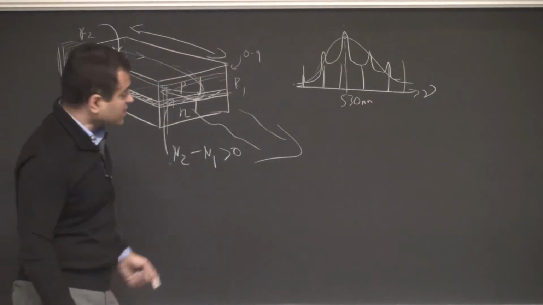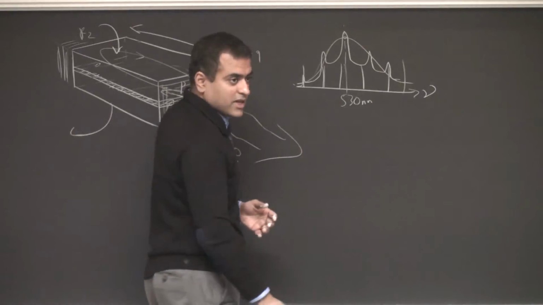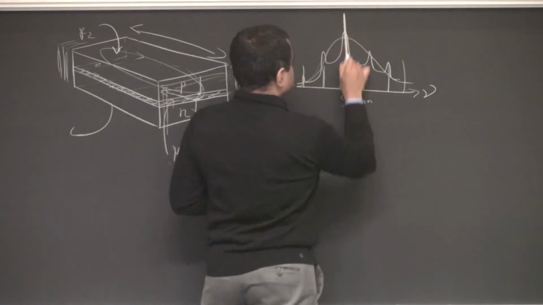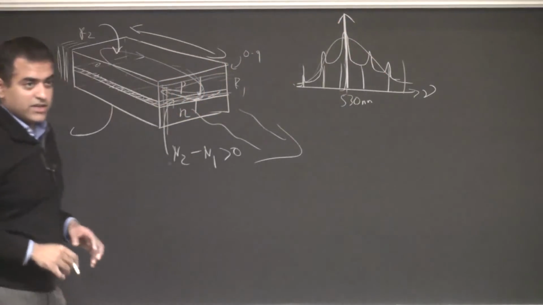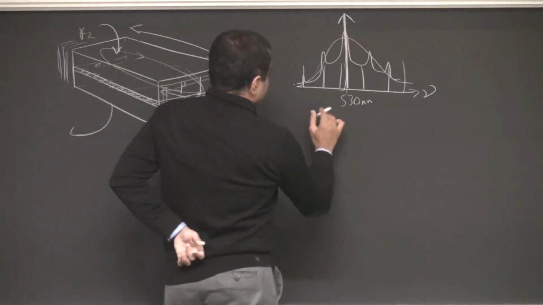Okay. And then you inject more current, and at some point, as you know, your gain overcomes the loss, and it locks into one of the modes, the mode that has the highest gain, and you get the laser. That's the idea. And that's the threshold current. You get the laser at that wavelength, right?